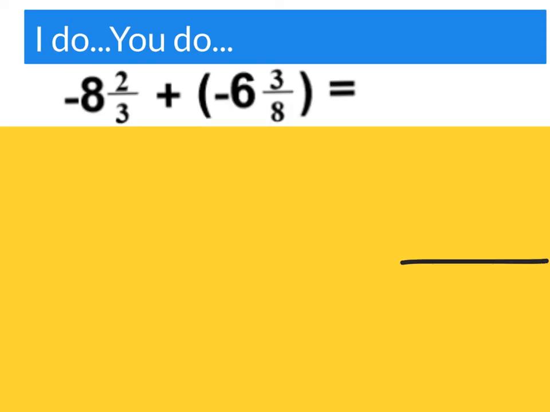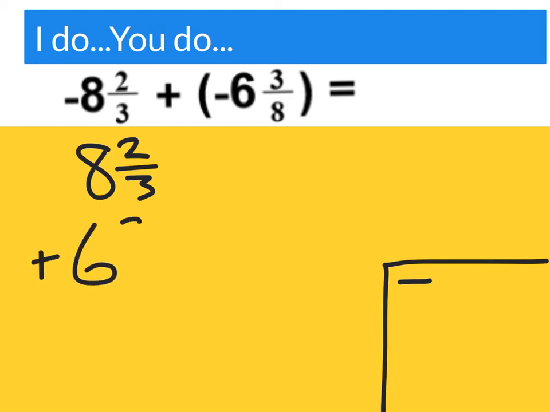This problem has negatives in it, so I'm going to go ahead and do my negative rule first. It's addition. They're on the same team, so I'm going to add and use that same sign. It's going to be negative. So let me go ahead and use their absolute values. 8 and 2/3 plus 6 and 3/8.